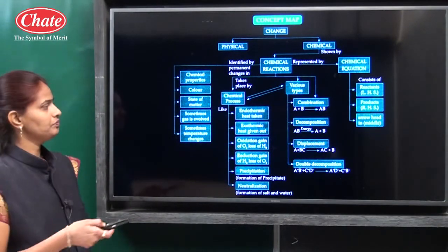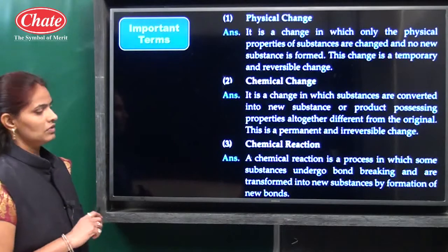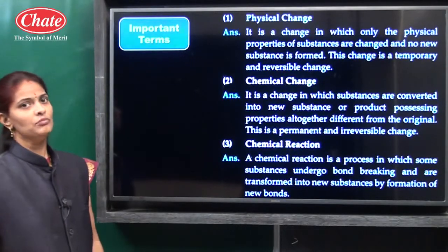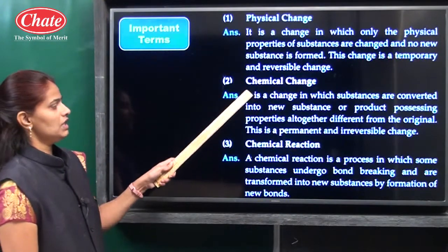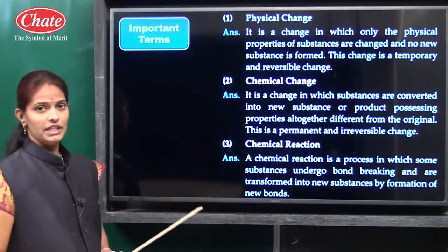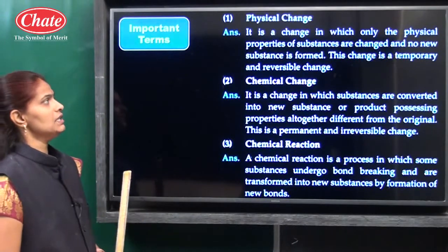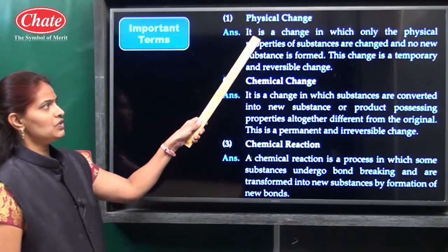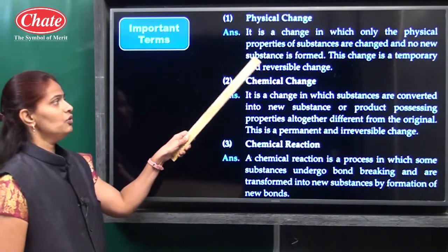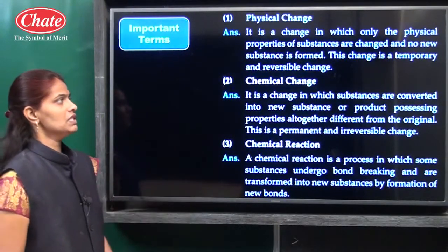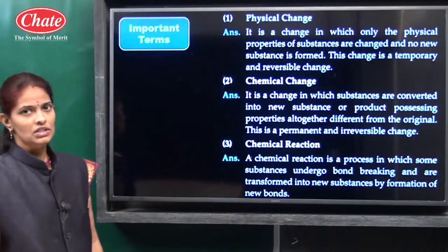So next, there are some important terms from this chapter. You have to revise these: physical change, chemical change and chemical reaction. So what is physical change? It is a change in which only the physical properties of substances are changed. No new substance is formed. This is a temporary and reversible change.